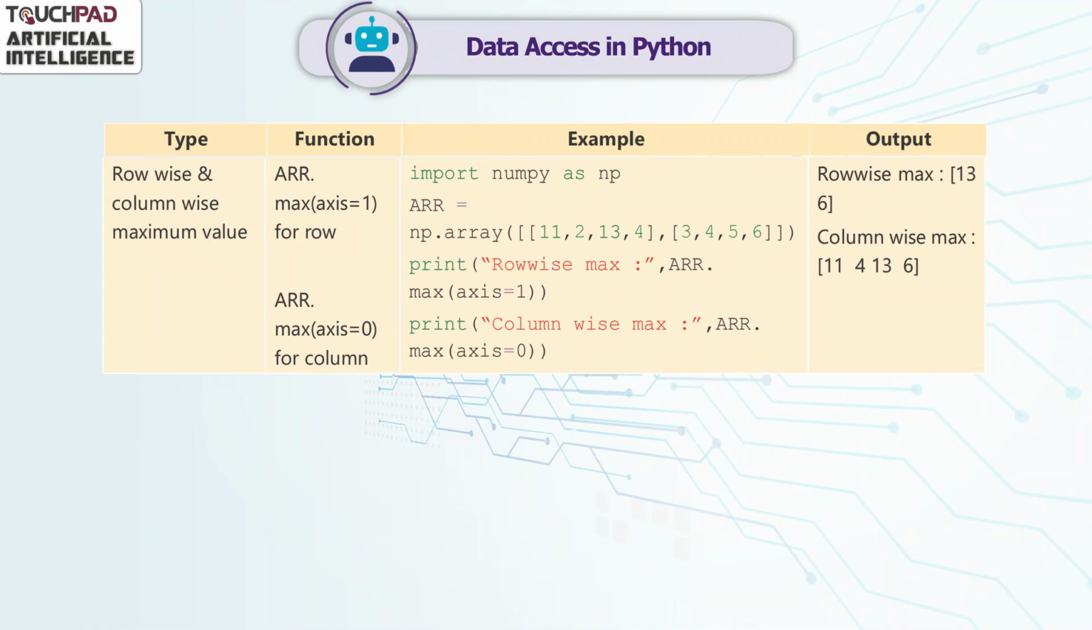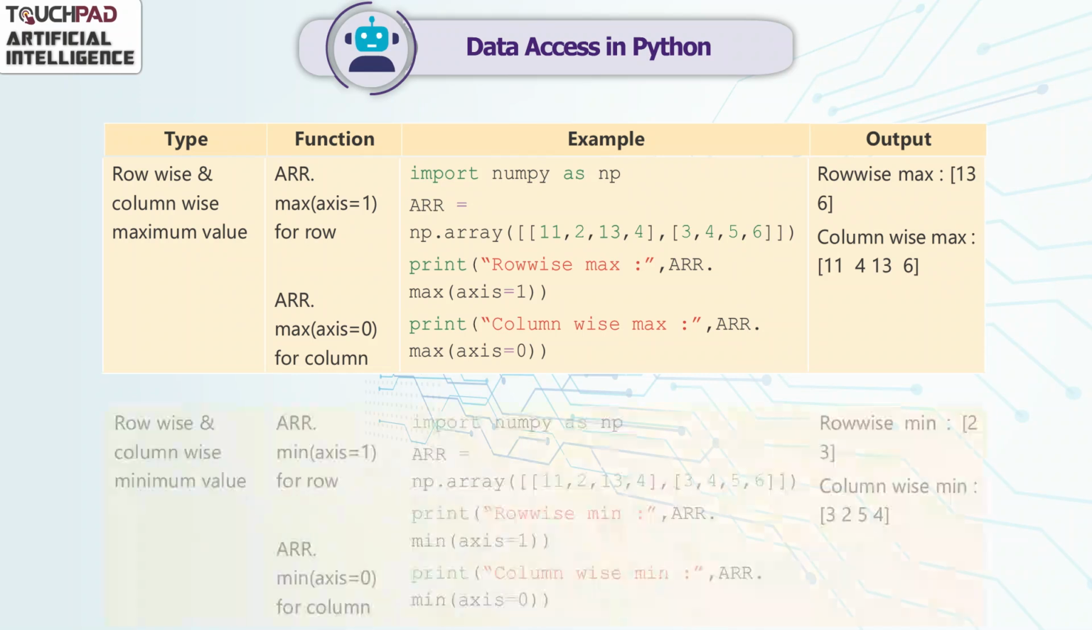Row-wise and column-wise maximum value. ARR.max with axis equal to 1 for row, and ARR.max with axis equal to 0 for column. Row-wise max: 13, 6. Column-wise max: 11, 4, 13, 6.